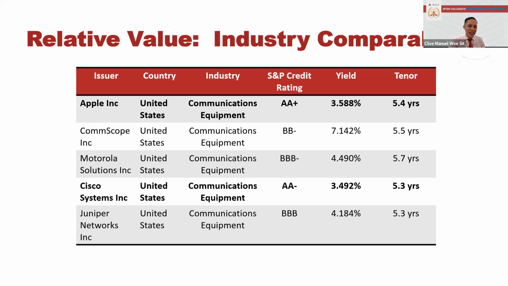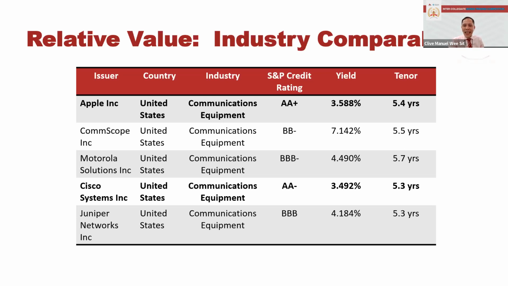Now it's difficult. There's a disclaimer here. It's difficult to make relative value analysis whenever there are certain parameters that are not the same. Fine, they are all from the same industry and they all fall in that same sample of communications equipment issues. However, they all have different credit ratings. They have the same tenor, 5 years, but they're different in terms of credit ratings. So there isn't a direct comparison that you can make apart from the fact that they all come from the same industry and they have similar tenor.